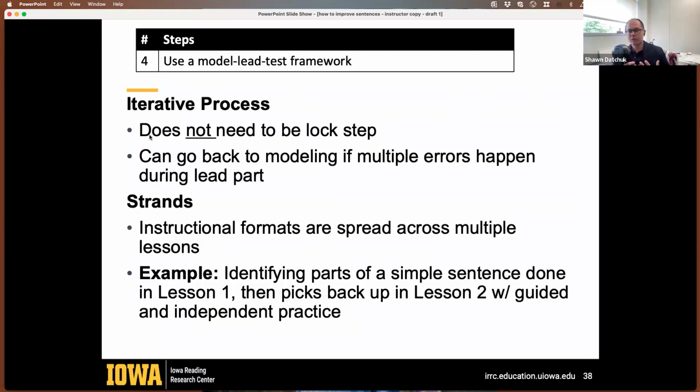Now, this is an iterative process. Just because I say we use an I do, we do, you do structure doesn't mean that, regardless of whatever's happening in the lesson, you get down to the you do. It could be that students unfortunately struggle with certain parts, in which case you might need to jump back to the model.